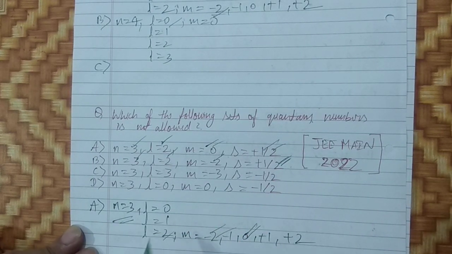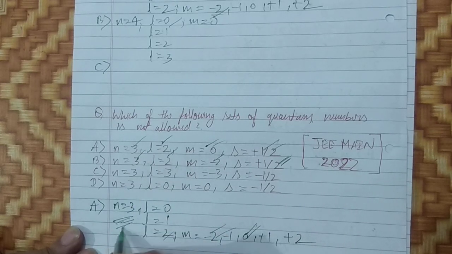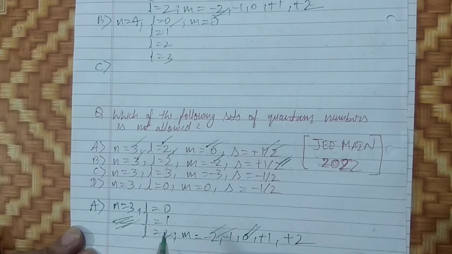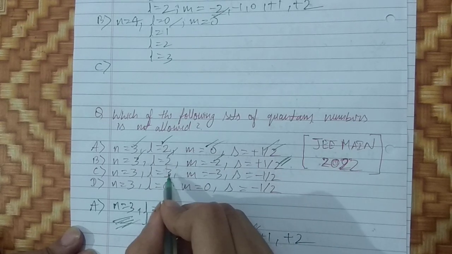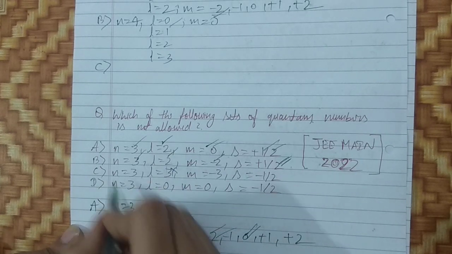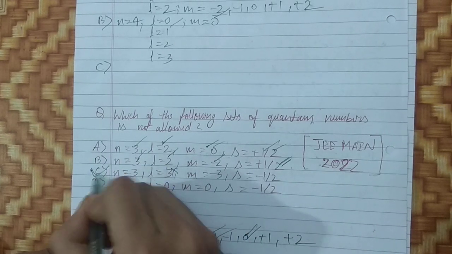Now moving to the next option, again n equal to 3 and L equal to 3. As you can see, there is no such value as L equal to 3, because the value of L will start from 0 and go up to n minus 1, which is 3 minus 1, that is 2. So L will never be equal to 3. That's why this is incorrect here. So the right answer for this question is option C.